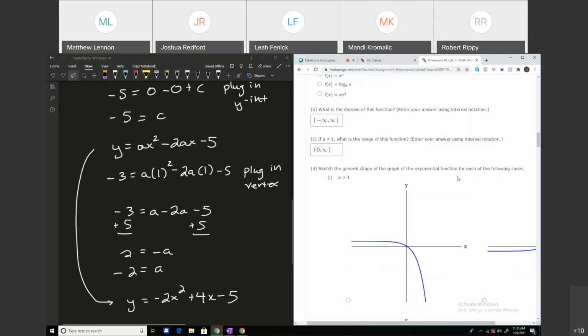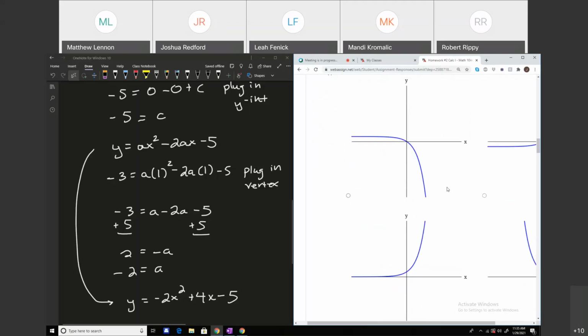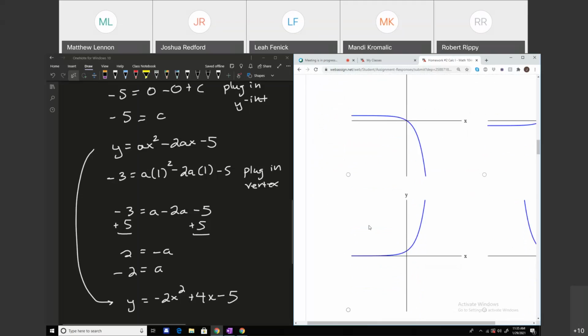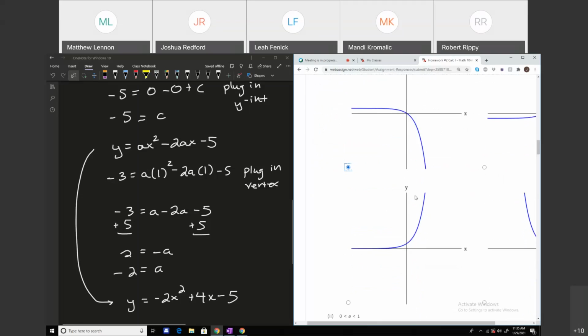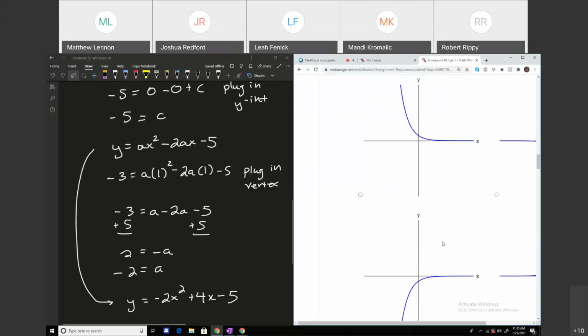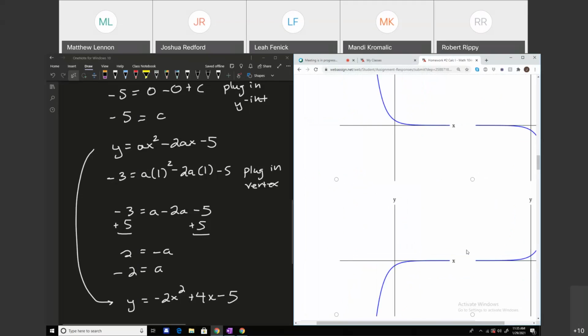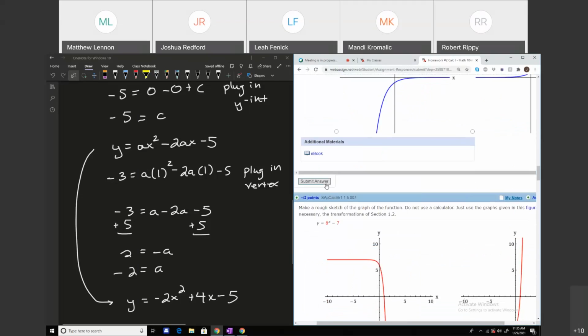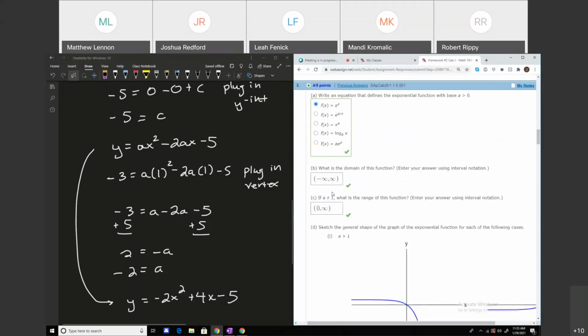Okay. And then the graph, we went over the two possible graphs. It says a is greater than 1, so it's exponential growth, which is this option. If it's between 0 and 1, it's exponential decay, which is this option. They show you a bunch of other ones that don't work as well, but that's it. So just checking your properties of exponential functions there.